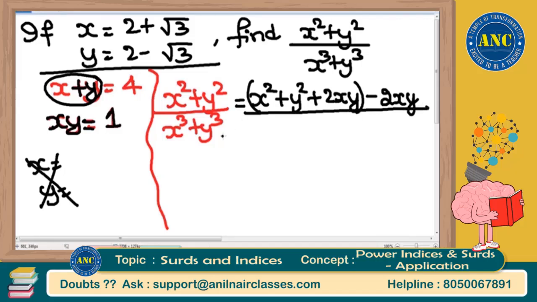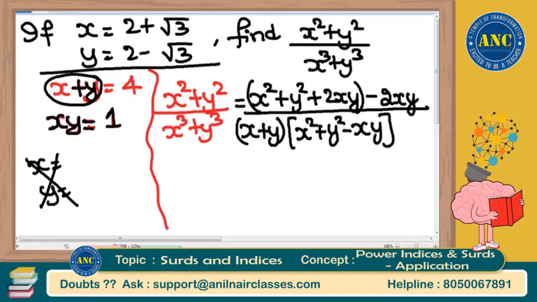Similarly, a cube plus b cube is a plus b into a square minus ab plus b square. Same logic I will implement again here also, sir. Think logically. I have x square plus y square, but I want 2xy so that I will make it x plus y whole square. I can use x plus y value as 4. I added 2xy, so I will subtract 2xy also.